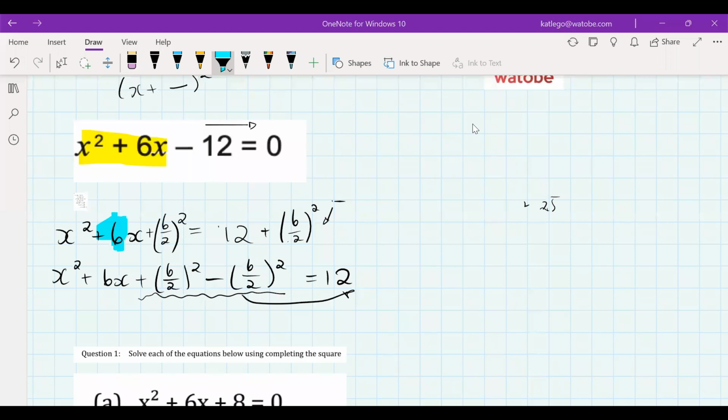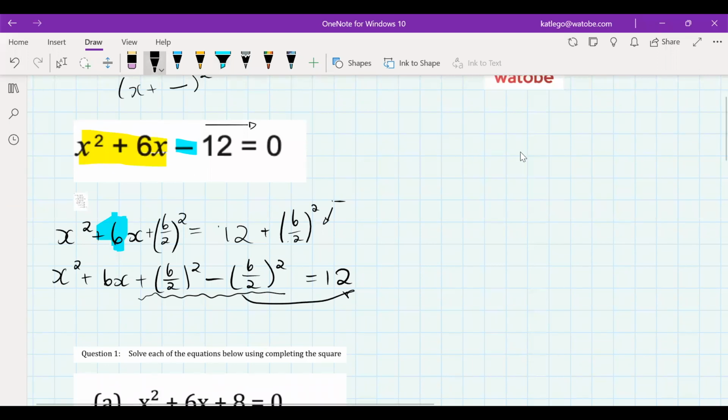6 over 2 is half of 6, basically 3. That's correct. Okay, so let's finish off and see. Why doesn't the sign of 12 change? It did, my dear, because it was negative 12. You see it was negative 12? We transposed it to the right-hand side, so it became positive. I hope you can see that.